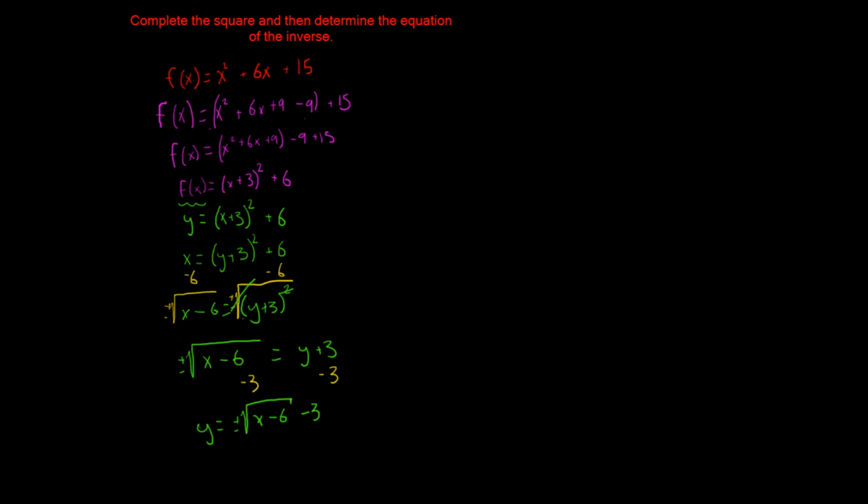So now, to finally answer the question, you could write therefore, and then in function notation, you're going to write the inverse, f to the power of negative 1 of x. So the inverse function of x is equal to the positive and negative square root of x minus 6 minus 3.